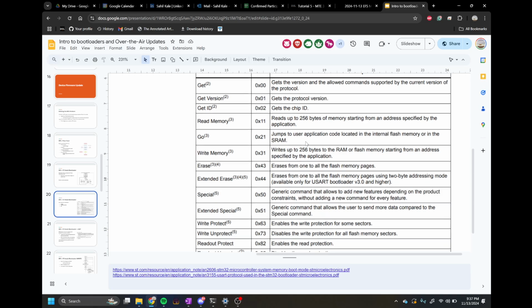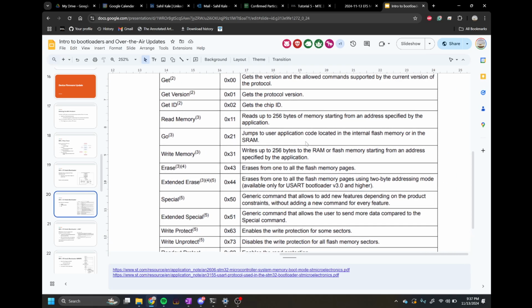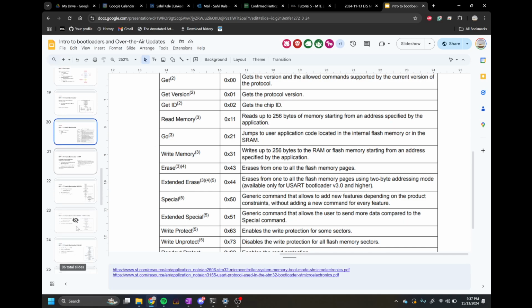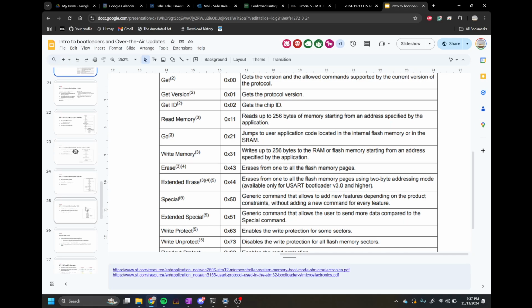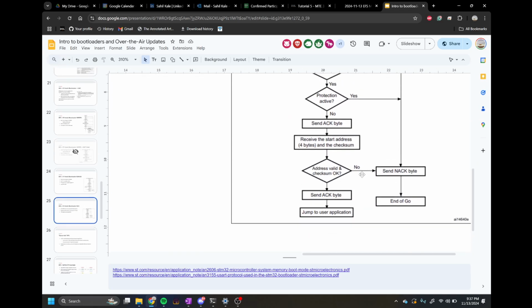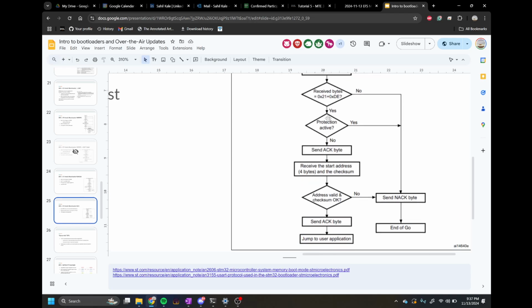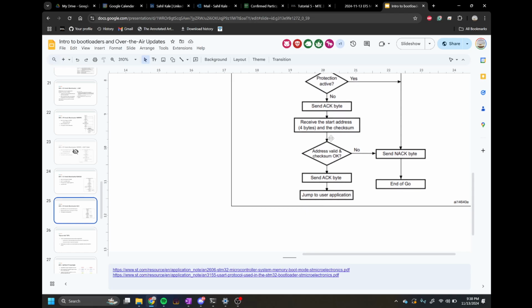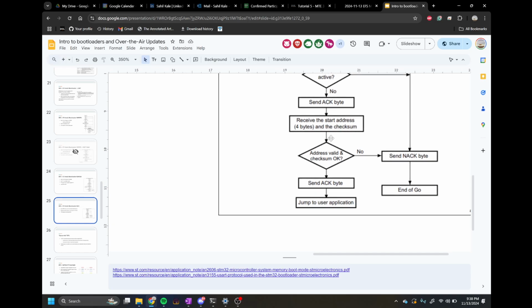To reiterate, the go command jumps to the user application code located in internal flash memory. I have a backup slide prepared with what we actually do in the go command. The go command is 0x21. It checks if protection is active. If protection is active, it's going to tell us, hey, no, you're not going to do anything. If protection is not active, it sends an acknowledgement. And then it receives the start address, the address that we actually want to boot from. It checks to make sure that the checksum is all good. And if those two are good, we're going to jump to the user application.